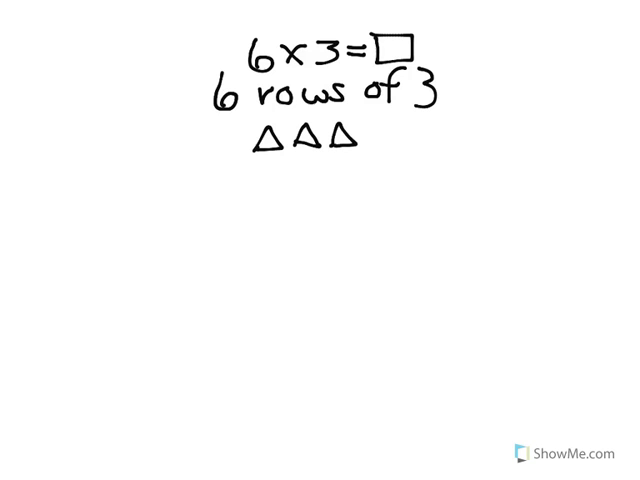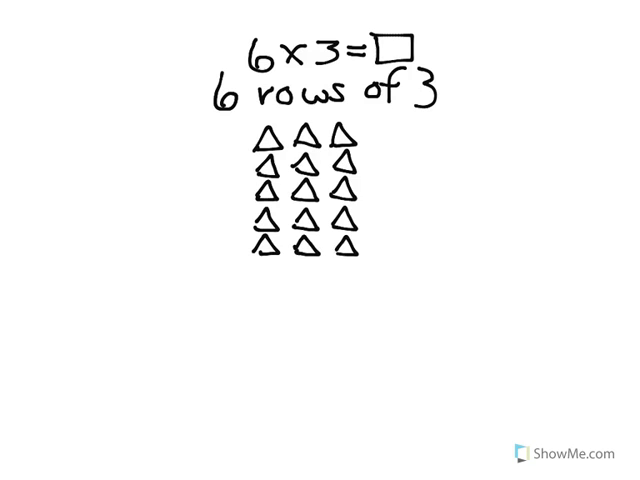This is my first row of 3. Second row of 3. Third row of 3, fourth row of 3, fifth row of 3, and sixth row of 3.